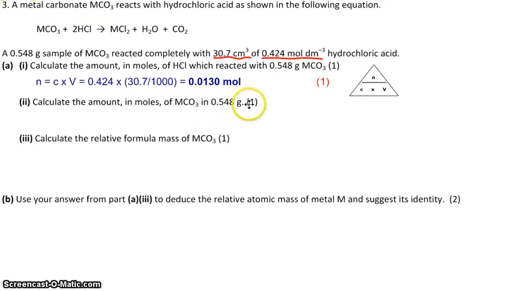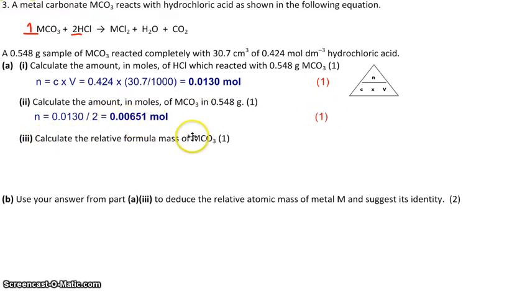Calculate the moles of the metal carbonate in 0.548 grams. Well, if this reacted completely with it, we're going to look at this mole ratio here, and we can see that there are 2 hydrochloric acids for every 1 metal carbonate. So there's half as many moles of metal carbonate as we had in part 1. So divide your answer by 2 and you get 0.00651 moles.